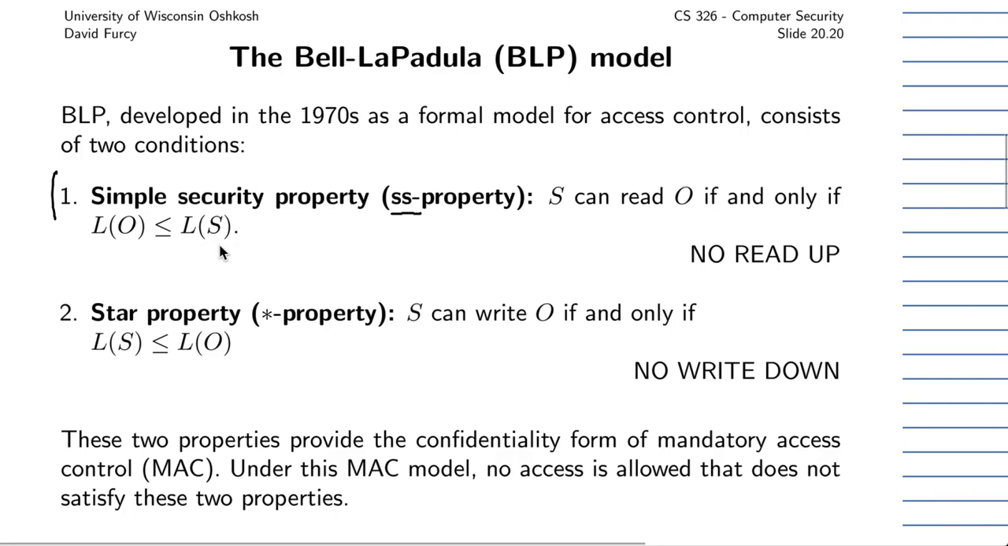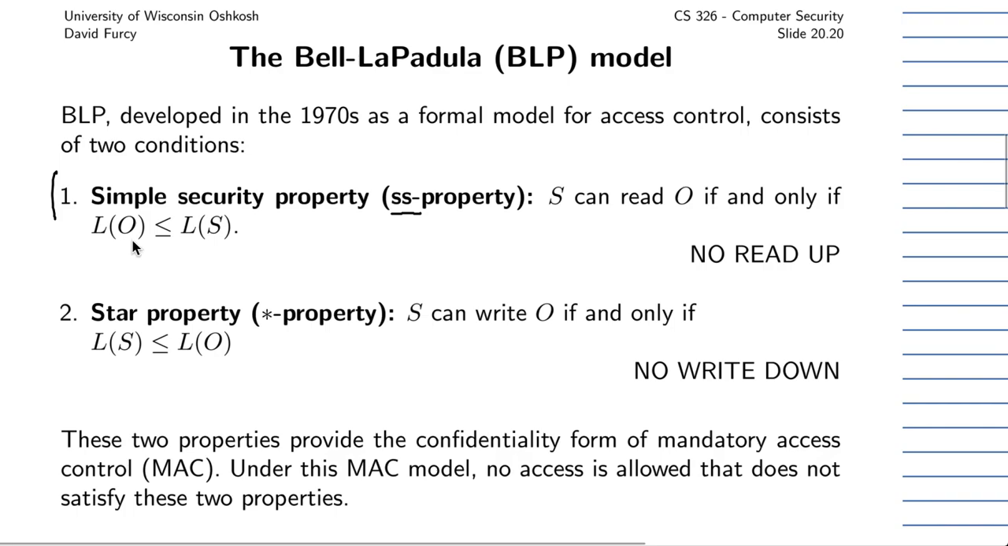So what the SS property says is that if S is able to read O, then it must be the case that the clearance of the subject must be at least as big as or equal to the classification of the object. So that kind of makes sense. What it's saying is that if S is able to read document O, then S must have a security clearance that's at least as high or potentially higher than the classification of the object.